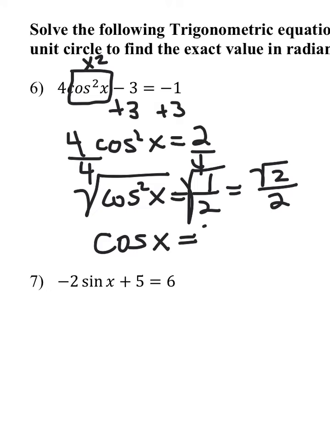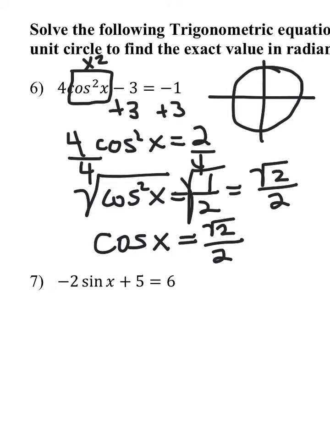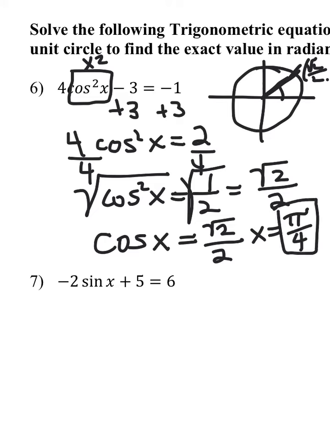So cosine of x is root 2 over 2, and now I want to look at my math chart, or my unit circle, to see where cosine is root 2 over 2. That happens right here. My cosine value is root 2 over 2, and that happens when x is pi over 4. And that's your answer. Okay, the next one: negative 2 sine x plus 5 equals 6.